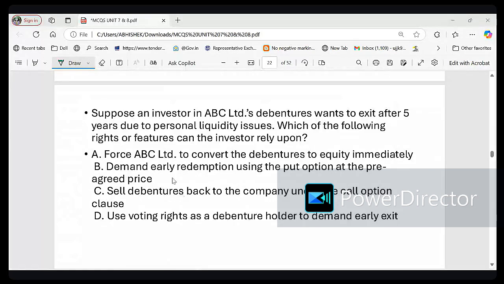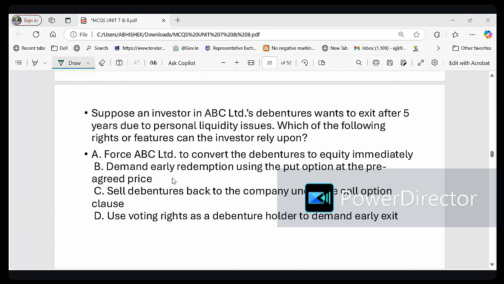If you need money urgently, would you rather sell your debenture to someone else or ask the company to return your money using a legal clause? So basically, debentures are like a loan you give to a company. Now you want your money back, right? I hope this is clear. Then you can answer this question easily.